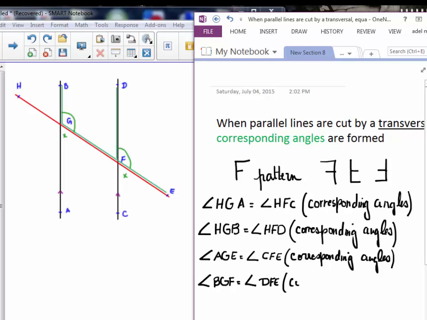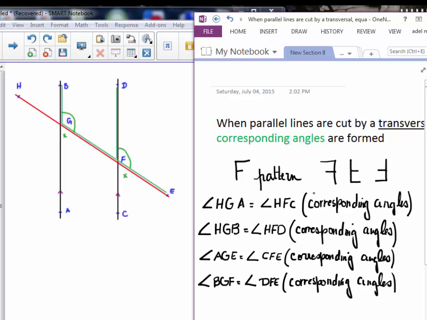Again, between brackets, they are equal because they are corresponding angles. I need you to notice something. For this reason, between brackets, I write the reason, which is corresponding angles. I'm not using the word F pattern. F pattern is for your knowledge only, but it's not a mathematical word. We prefer to use corresponding angles or alternate angles, but we don't use F pattern or Z pattern.